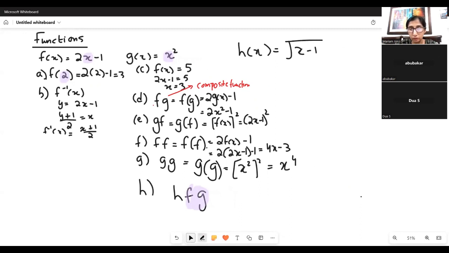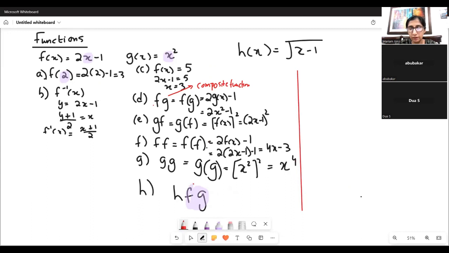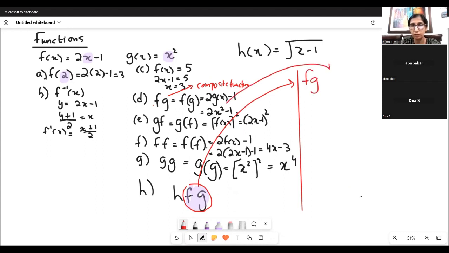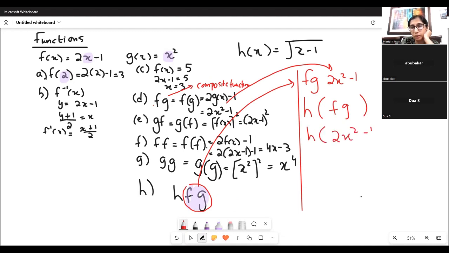All right, so let's do it here. Let's start with FG. Abu Bakr, I need you to tell me how will 2x square minus 1. Yes, we've already found that. We already have FG from here, which is 2x square minus 1. So now it's saying that in H, substitute FG, which we already know is 2x square minus 1.